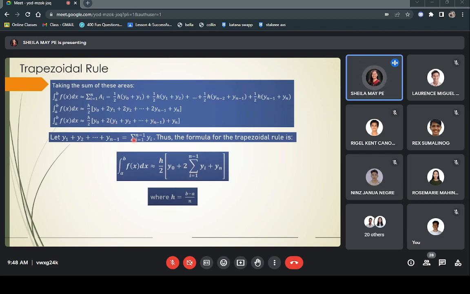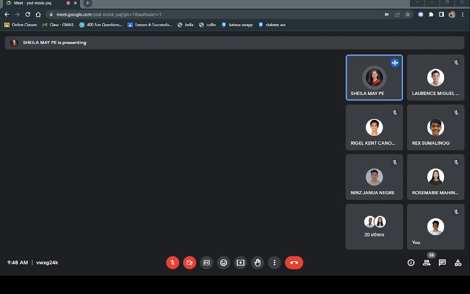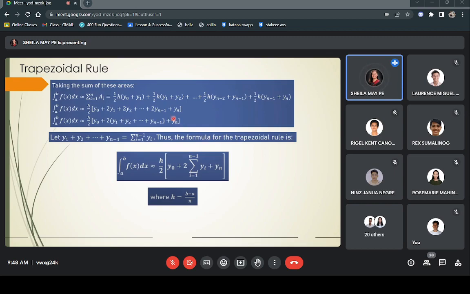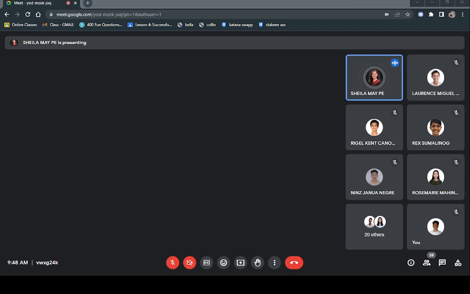And this one here, remember, is just the summation of our yi, or our intermediate bases, those bases between our outer bases. So it is just the summation of yi from i equals 1 to n minus 1. And then do not forget our right outer base, y sub n, wherein our h is equal to (b minus a) over n. Given n. b is the upper limit and a is our lower limit. That's how we find h.